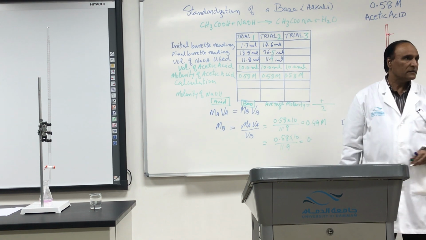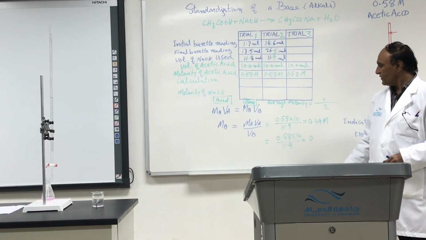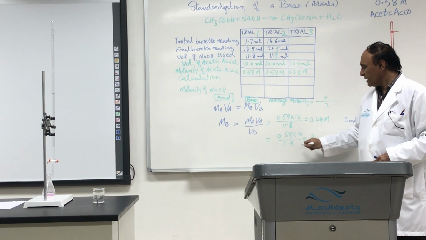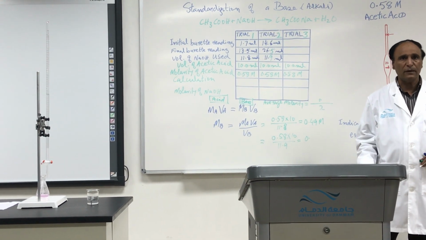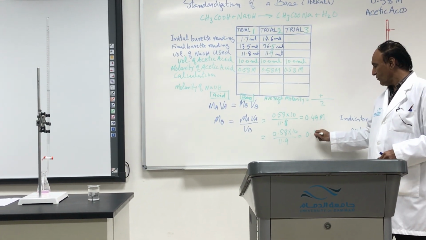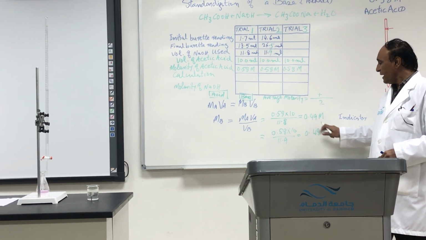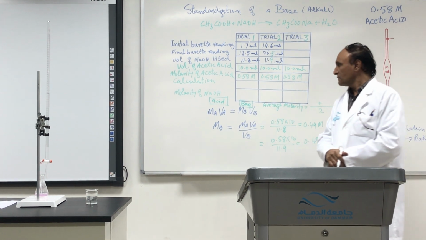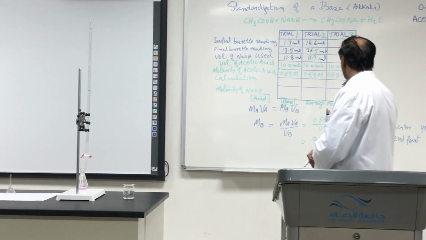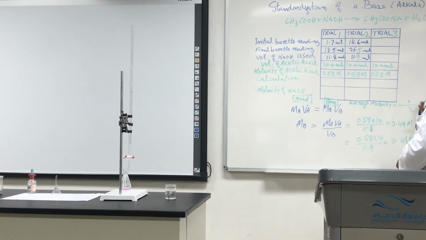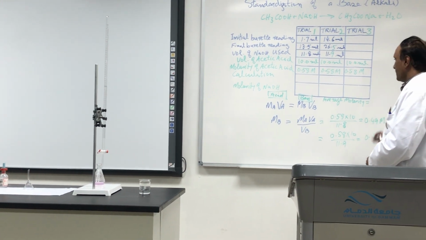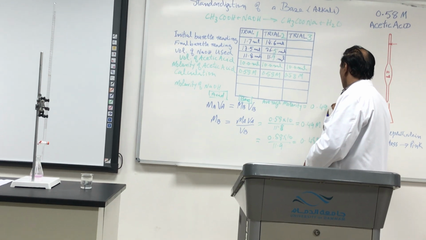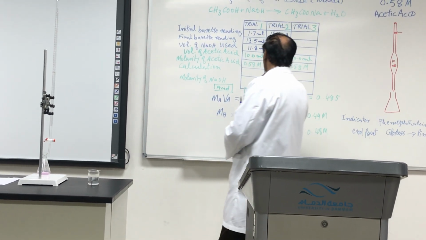The first time it was 11.8, and the second time 11.9. How much is the answer? 0.48. Okay, 0.48. And now take the average. Add both of them and take the average. What is the average? 0.485. So the first time it was how much?